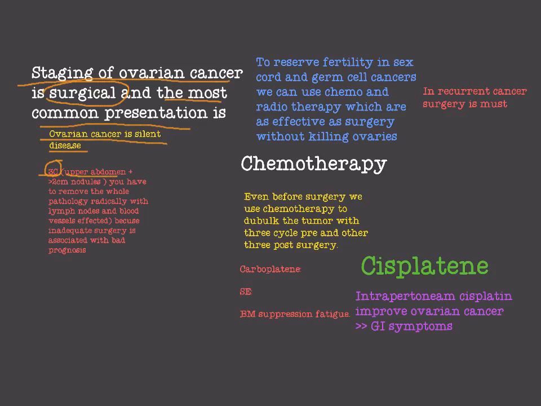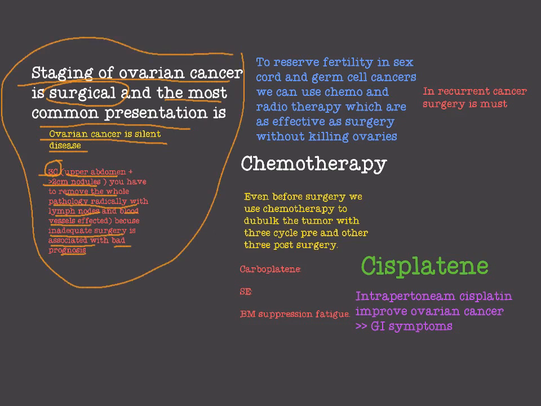The 3C stage is upper abdomen infiltration with more than 2 centimeter nodules, okay. In the case of a 3C tumor, or more than 2 centimeter nodules, you have to remove the whole pathology radically, with lymph nodes and blood vessels. You have to remove the pathological tissue radically, okay, because inadequate surgery is associated with bad prognosis. The most common cause of bad prognosis of ovarian cancer is inadequate surgery, okay. This is about all I want you to know about staging, okay.